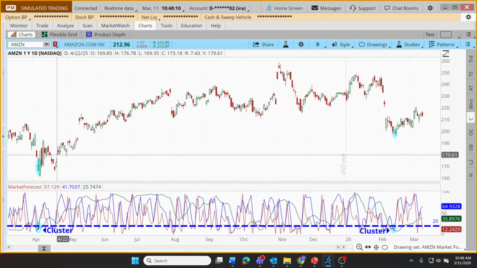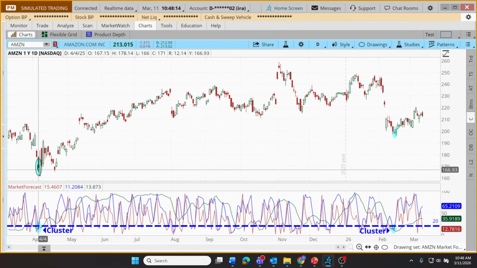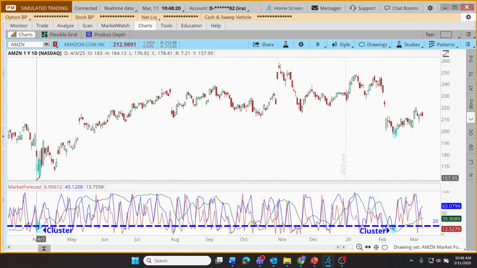Now, not every market forecast cluster is going to work perfectly. So some traders might look to recent lows, and if it happens to coincide with that low, they might give it a percentage point or 2 of wiggle room and place a stop below that, if a stop is being used. But that's your quick introduction to the market forecast cluster.